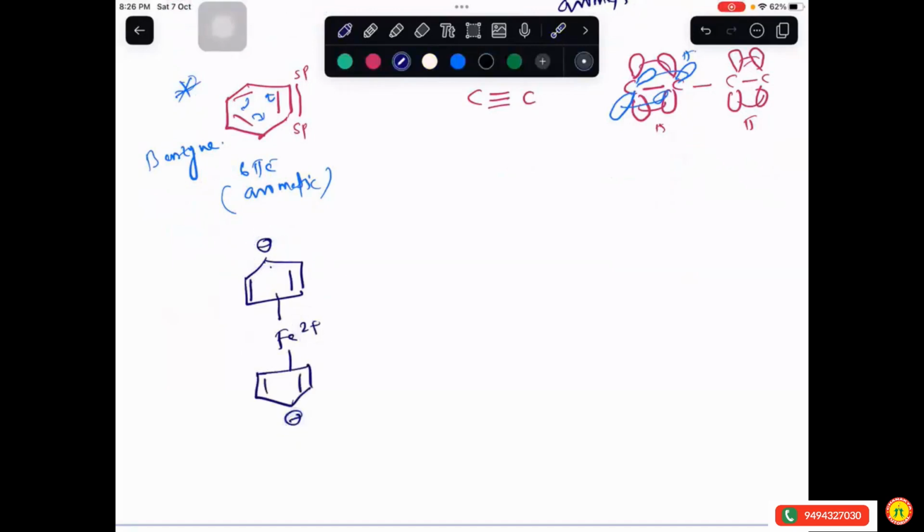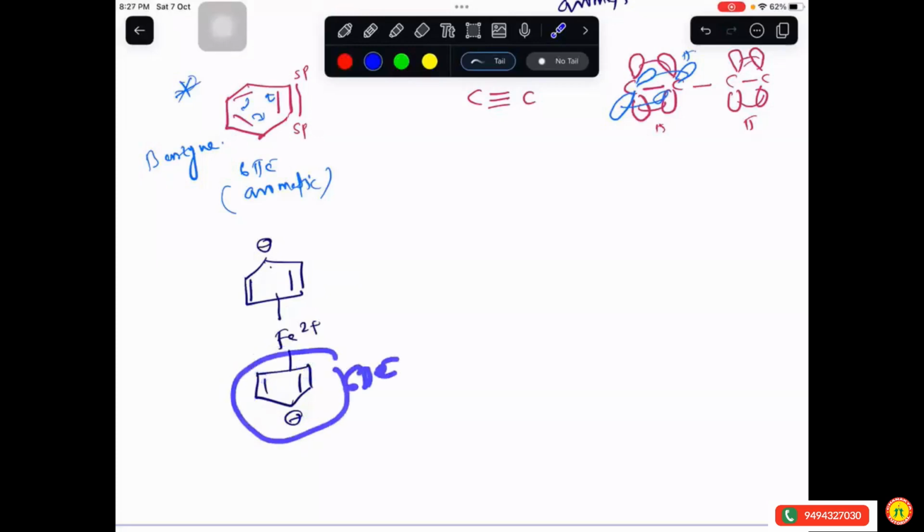So now observe carefully. This is delocalizing. This is one, this one. So total there are 6 pi electrons. So this ring is aromatic. So this is delocalizing with this one, conjugation with this one now. So here also there are 6 pi electrons.